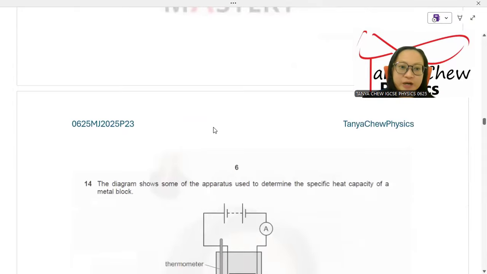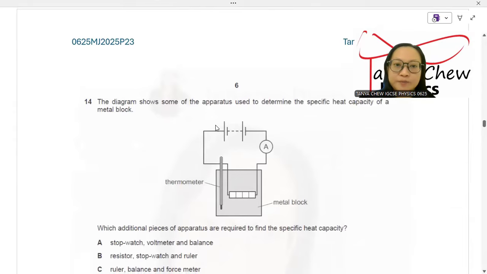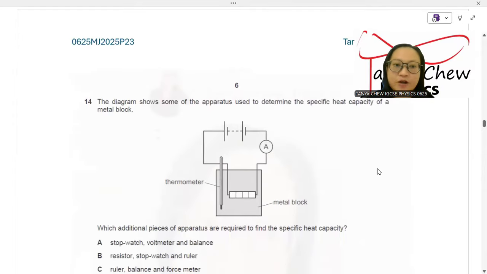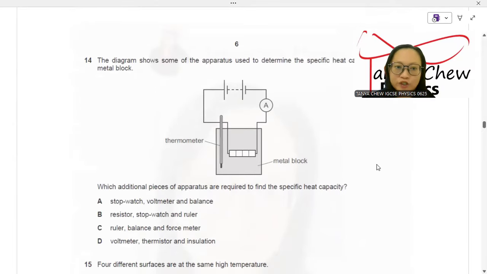So D is the answer. Number 14, the diagram shows some of the apparatus used to determine the specific heat capacity of the metal block. Which additional pieces of apparatus are required to find the specific heat capacity? Before that, I need to write the equation of the specific heat capacity.